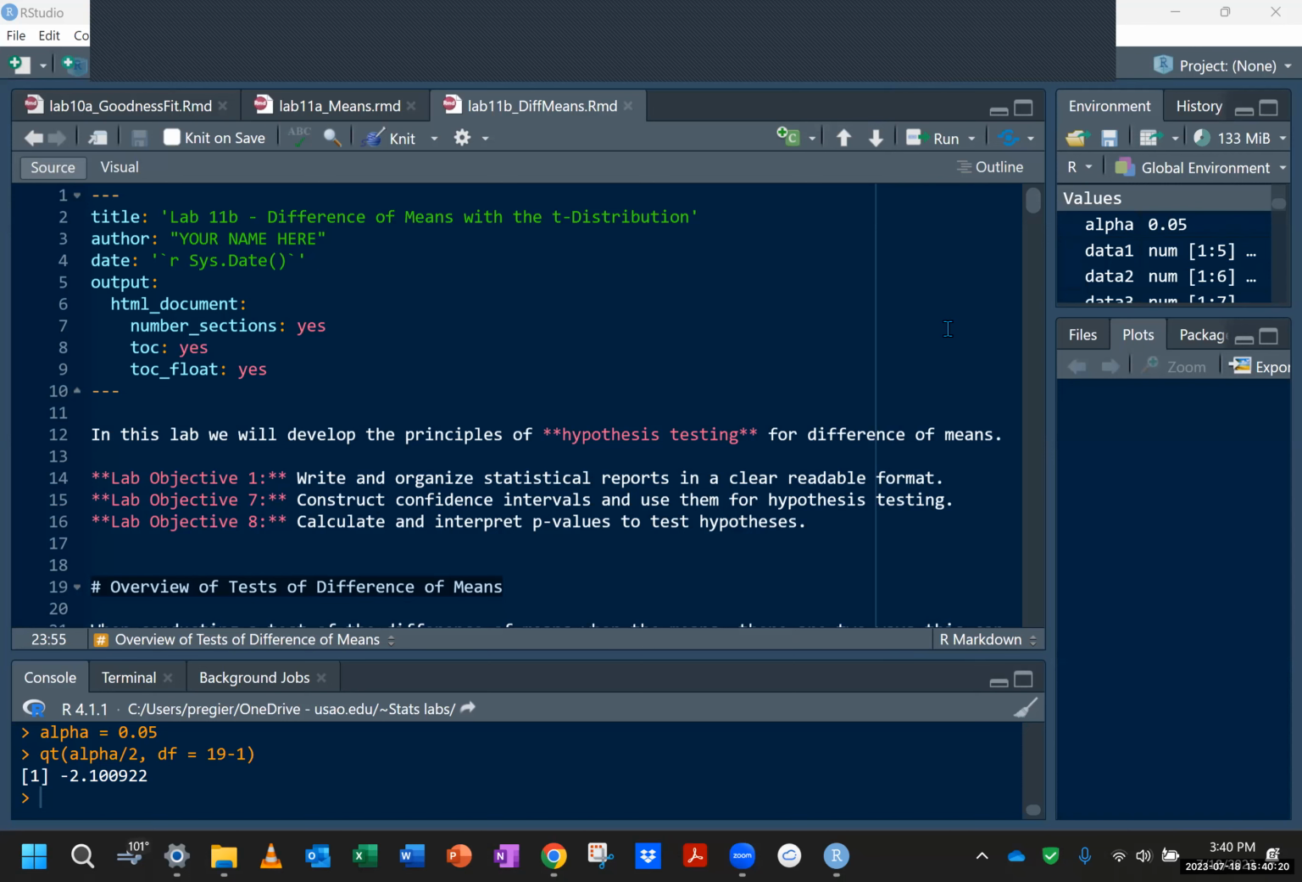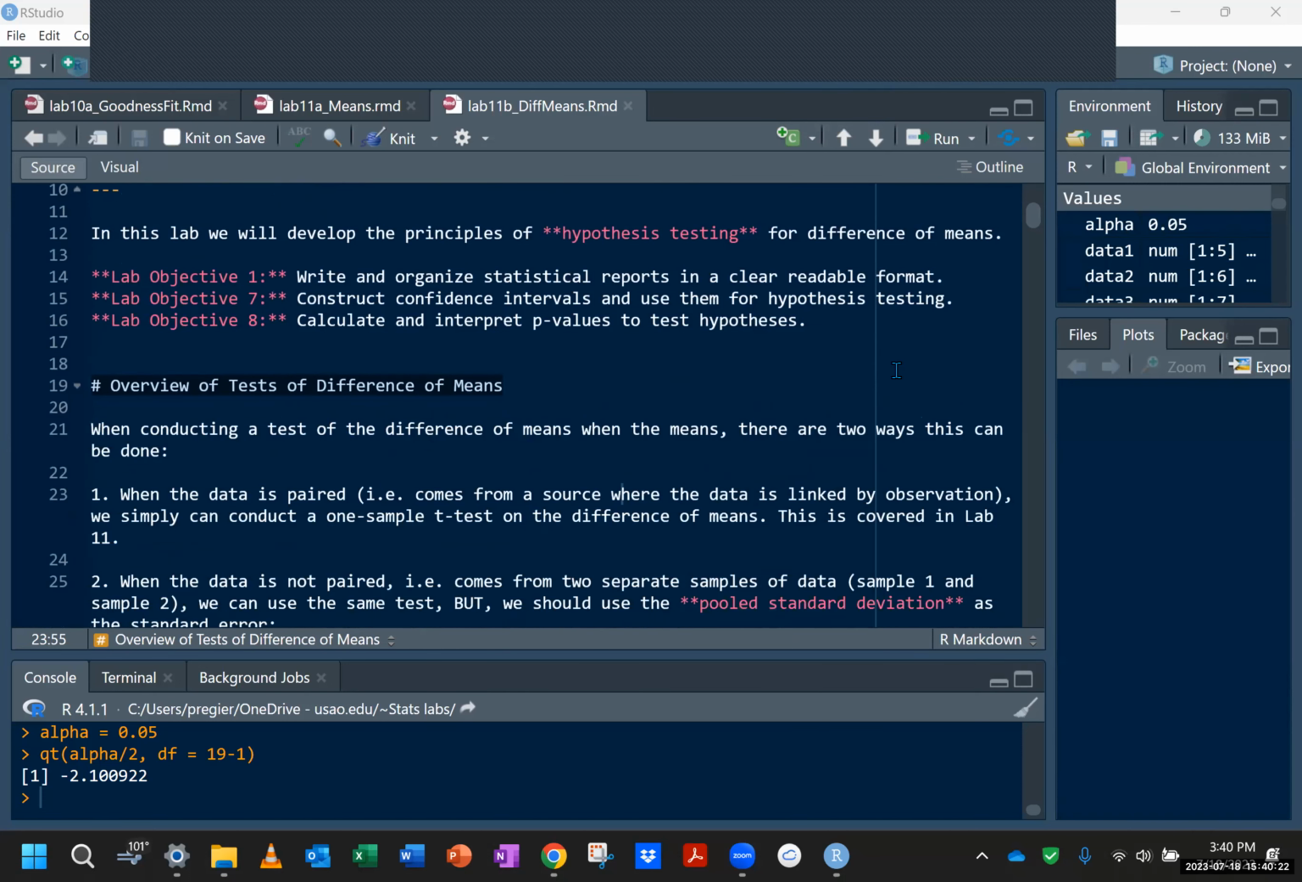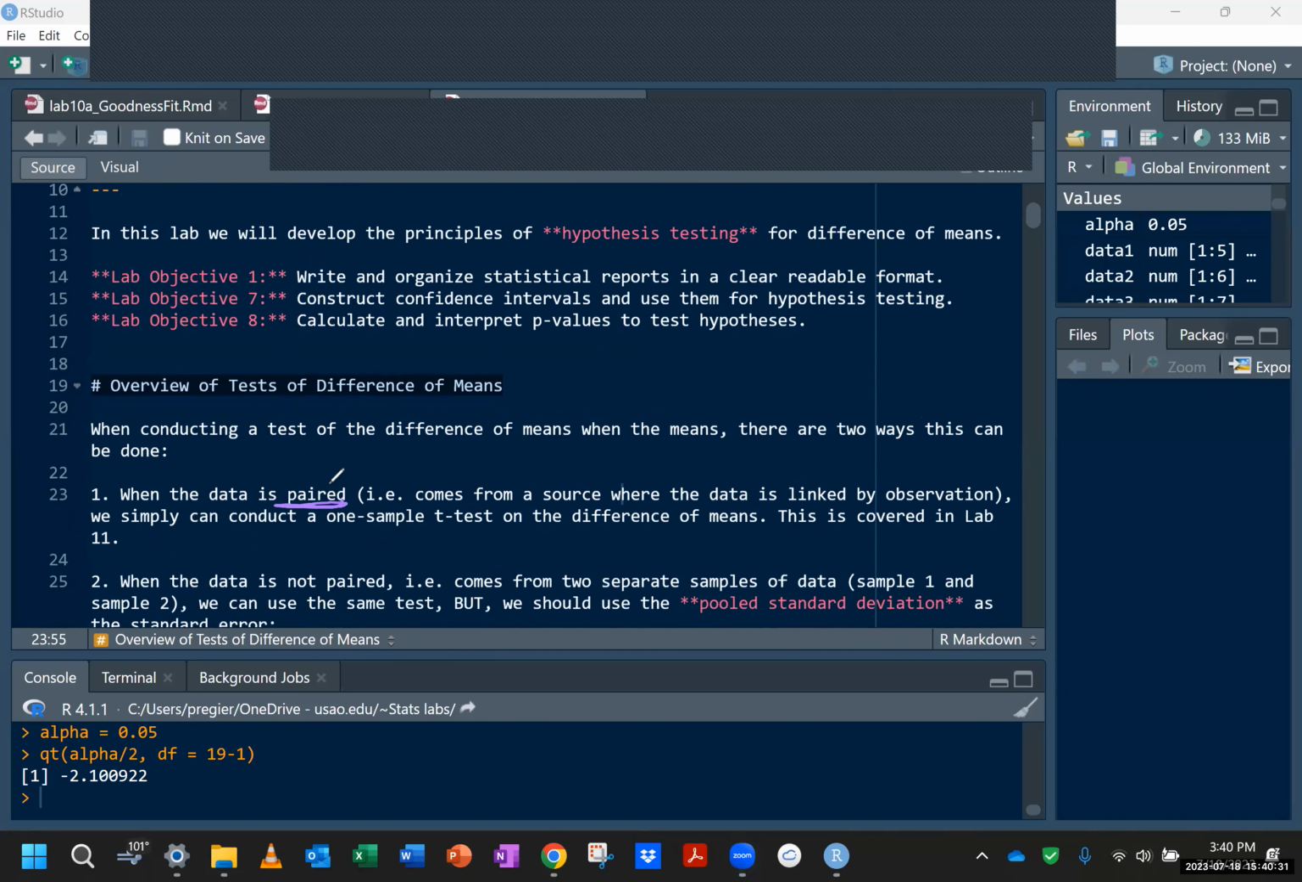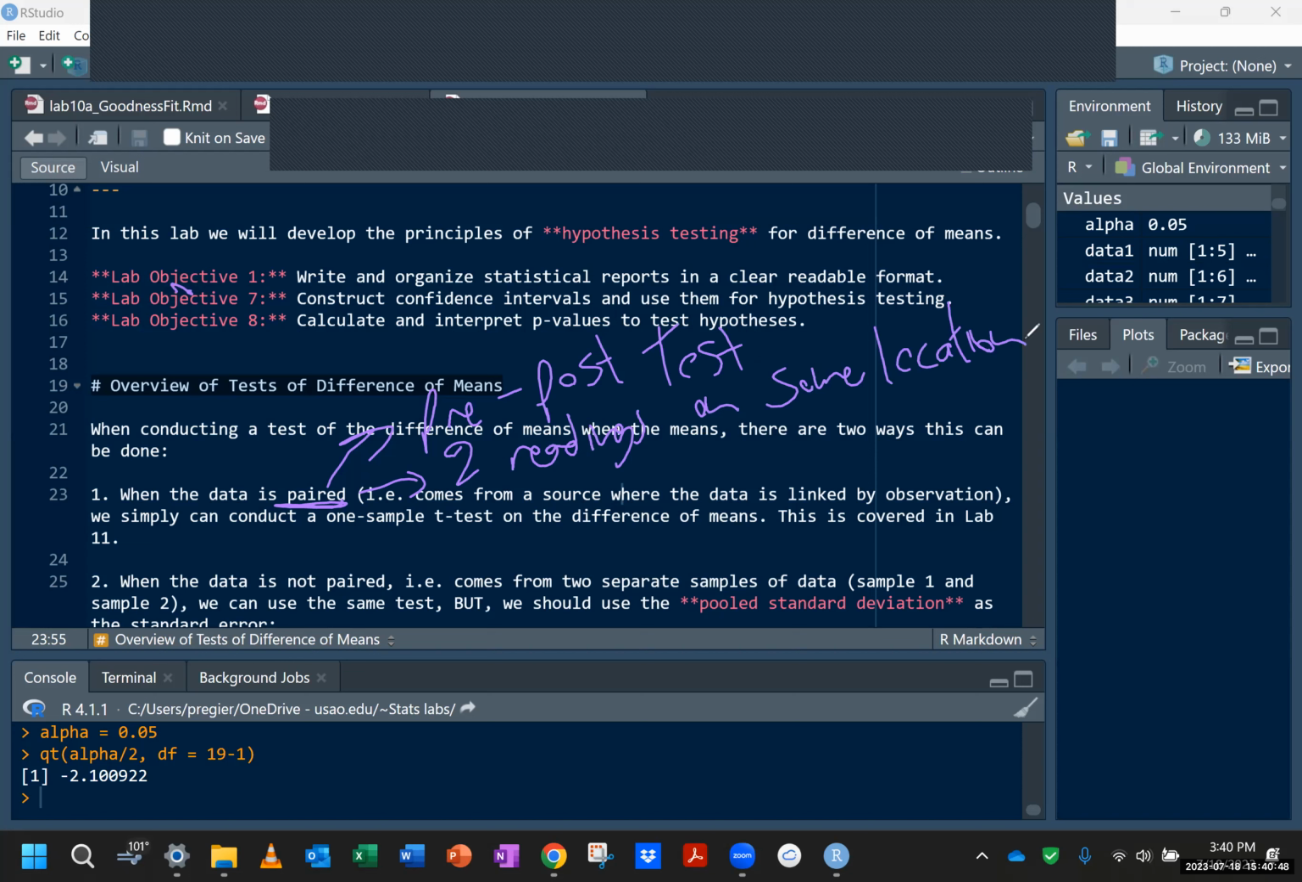It is the case that if we have two means, but they're from paired data, remember what paired data is? It's where each data point corresponds to two observations. So we could have a pre-post observation, like a test score, or we could have two different readings on the same location. In all these cases where we have paired data, we just take the difference of each score and do a test of means with one data set. So this was covered in Lab 11A, I should say here.